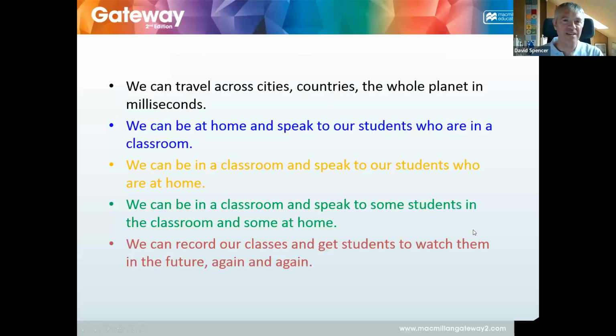We can do all of these things. We can travel across cities in milliseconds. That's what I'm doing right now. I'm here in Madrid and I'm talking to you who are in Ukraine and spread around, and we're all together. So that is a superpower, right? We can be at home and speak to our students who are in a classroom. We can be in a classroom and speak to our students who are at home. We can do all sorts of mixtures. We can have hybrid lessons. We can even record videos, and our students can watch them again. They can see them anywhere they like, any way they like.